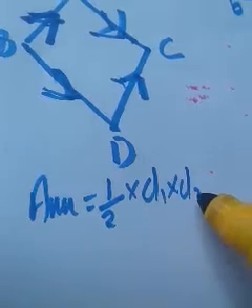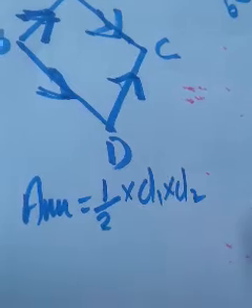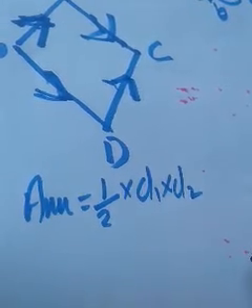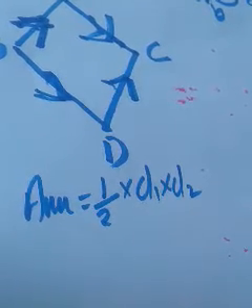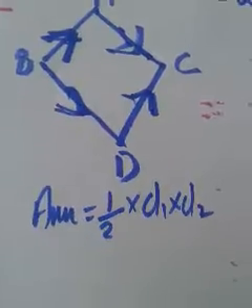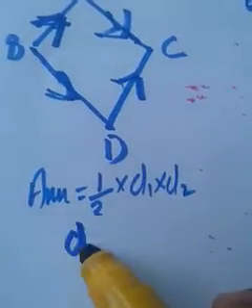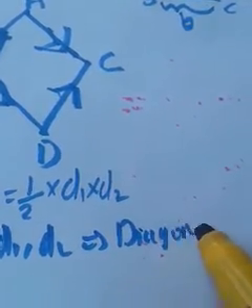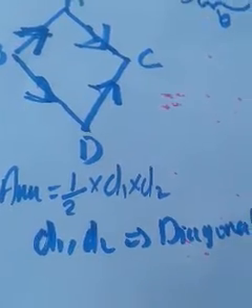Shibin sir, what are this d1 and d2? We didn't learn anything about d1 and d2 up to this time. We have learned base and height, many things, but not d1 and d2. What is that? The answer is simple. d1 and d2 represent diagonals. So area is equal to half into d1 into d2, where d1 and d2 represent diagonals.